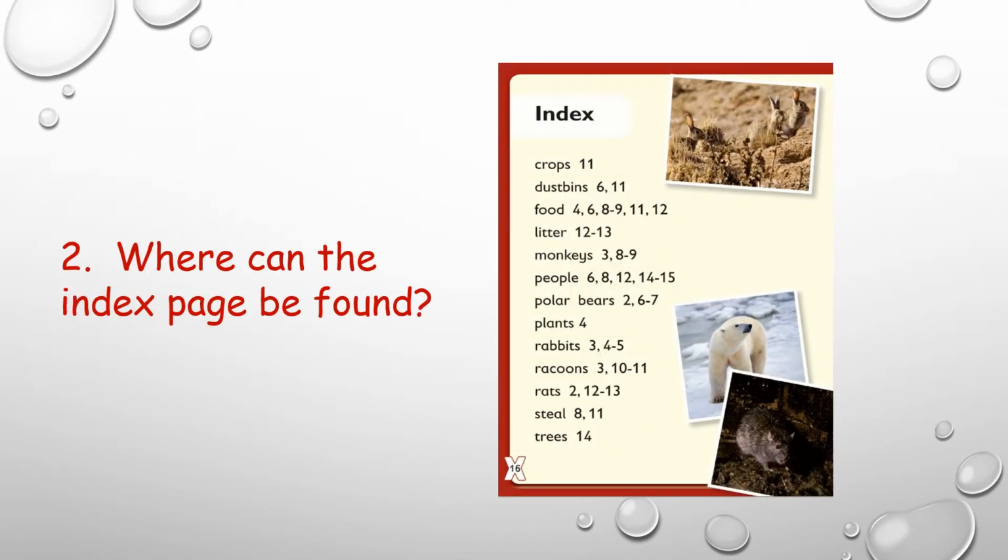Question number 2 asked you, where can the index page be found? And you can see the index page could be found on page 16 of the book, which was actually right at the back. And you can see there the index. If you needed to look up the word crops or what crops were, you needed to turn to page 11 in the book. Can you remember what we discussed about the index, and that it is set out in alphabetical order?